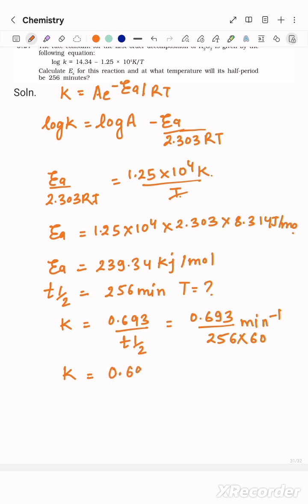So k is equal to 0.693 upon 256 multiplied by 60 per second. So after calculating, k is equal to 4.51 multiplied by 10 to the power minus 5 per second.